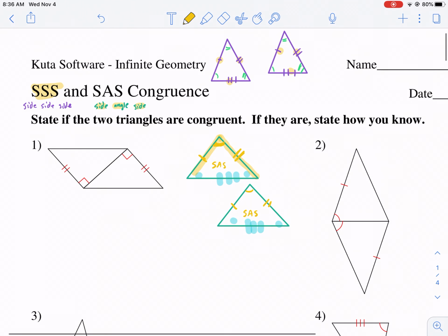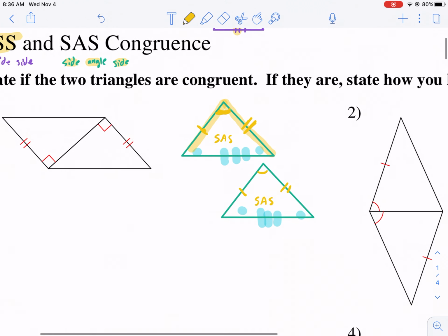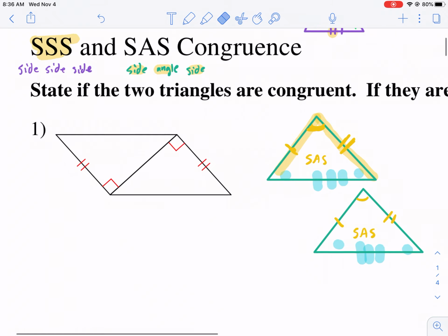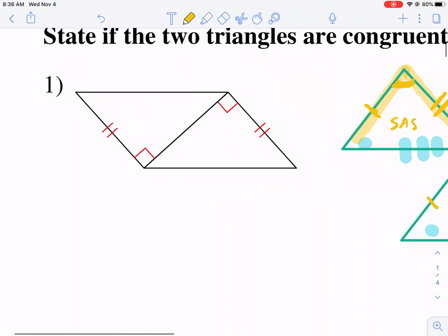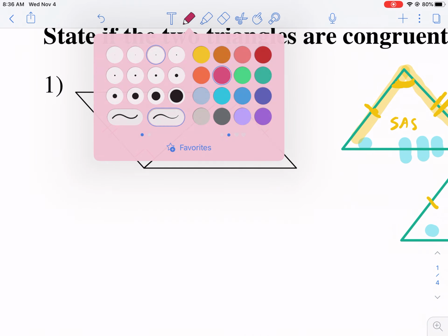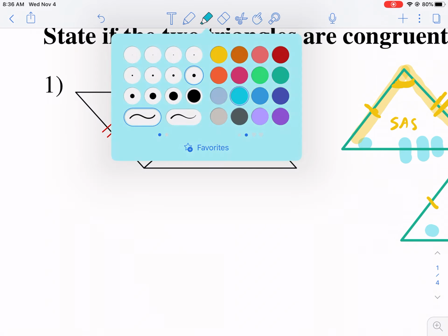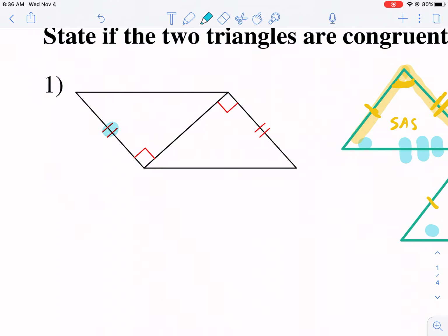Now, the second thing we've got to learn is, as we're doing these problems, we have to label first. We always want to label these triangles. So if we're looking at number one, the first thing we're going to do is look at it and label what types of sides we have. Here, we have this that's marked congruent with this one.